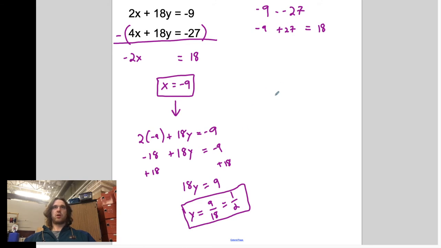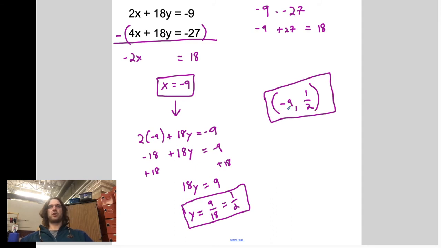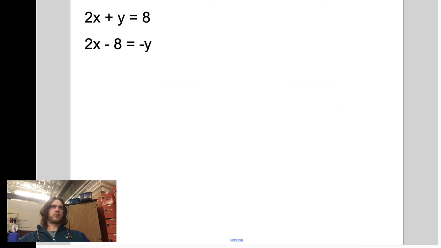All right, so our solution is negative 9 comma 1/2. And that's one where graphing might be a little difficult. It's hard to be sure that it actually crosses perfectly at 1/2. Okay, great. Let's keep cruising.